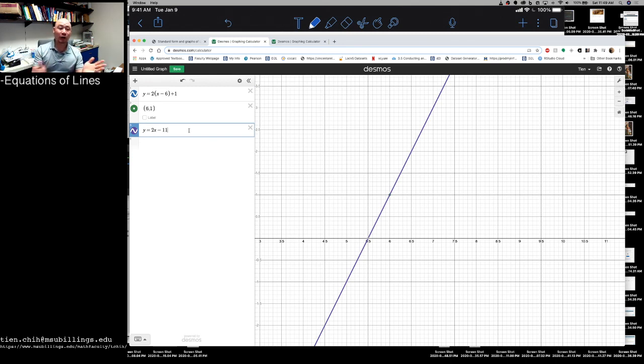So hopefully this gives a good overview of the different types of forms a linear equation could take on, or a linear function could take on.